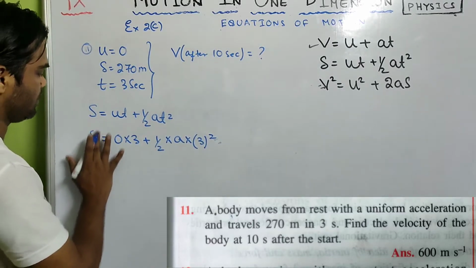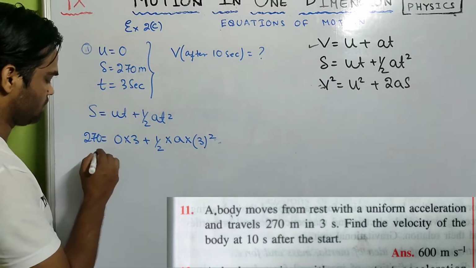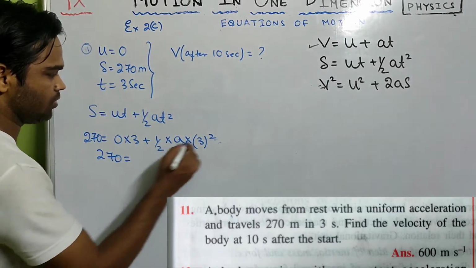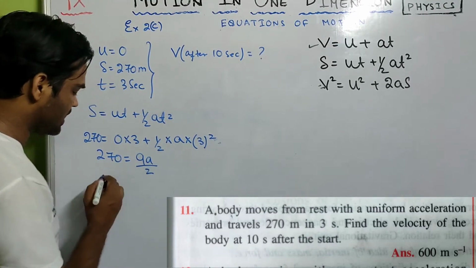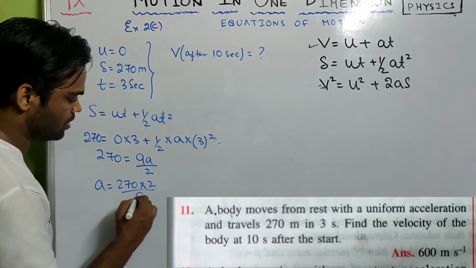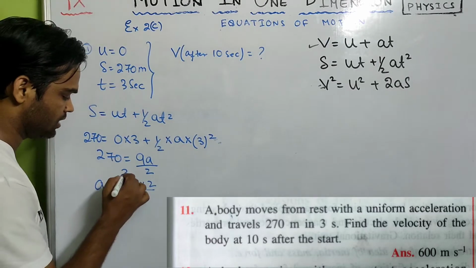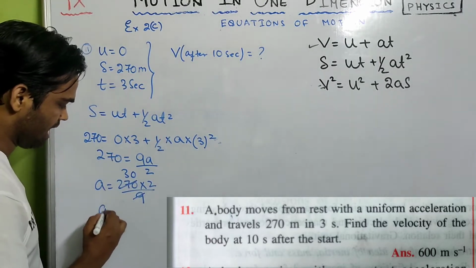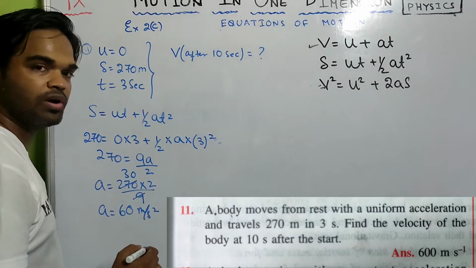Instead of S also, we can put the value as 270. Solve it. So 270 is equal to 9a by 2. So what is a? a will be 270 multiplied by 2 by 9. 2 goes up, 9 comes down, 9 3 times. So the acceleration is 60 meter per second square.